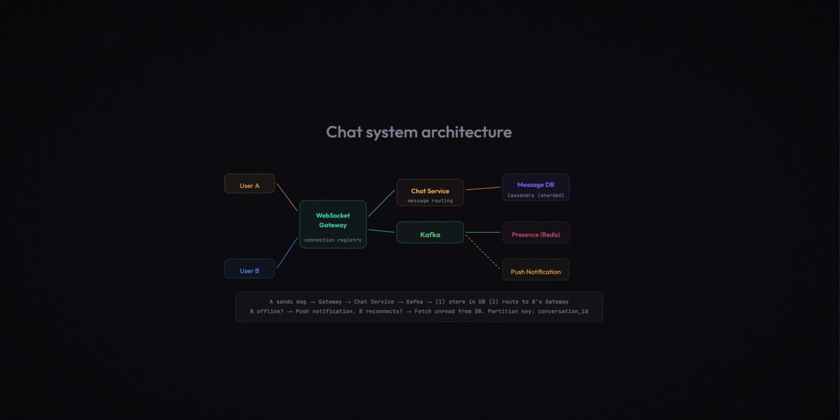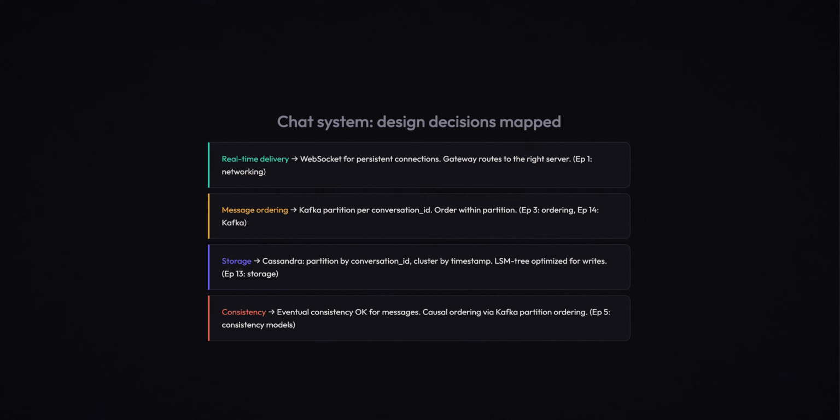Presence, online/offline status, is tracked in Redis. Each user's status is updated on connect and disconnect with a TTL for crash detection. Mapping the decisions. Real-time delivery uses WebSockets. Persistent TCP connections from episode 1. The gateway routes messages to the right server.